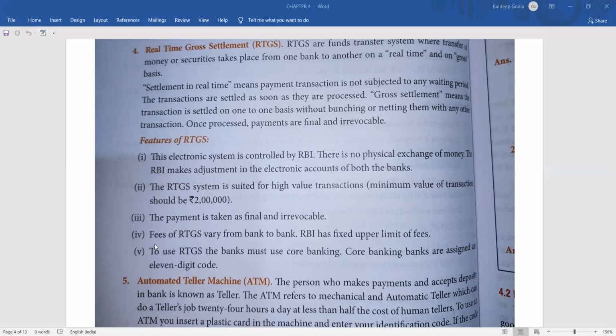Then coming to the next one, fees of RTGS vary from bank to bank. The fees in one bank might be different from the other, but there is a fixed upper limit. Okay, RBI has given a fixed limit for the fees. To use RTGS, the bank must use the core banking system. Okay, the core banking system must be there. Core banking banks are assigned an 11-digit code, and using that the RTGS facility is used.